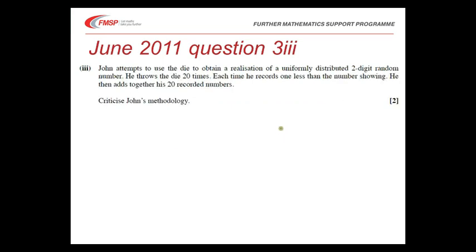Right, part 3. Part 3 is a bit more involved and takes a little bit of reading and a little bit of thinking about. John attempts to use the die to obtain a realization of a uniformly distributed 2-digit random number. This means it's going to go from 00 to 99. It's really important, and you should have practiced these things, that in this way of writing things, 03 is a 2-digit random number. He throws the die 20 times. Each time he records one less than the number showing. He then adds together his 20 numbers.